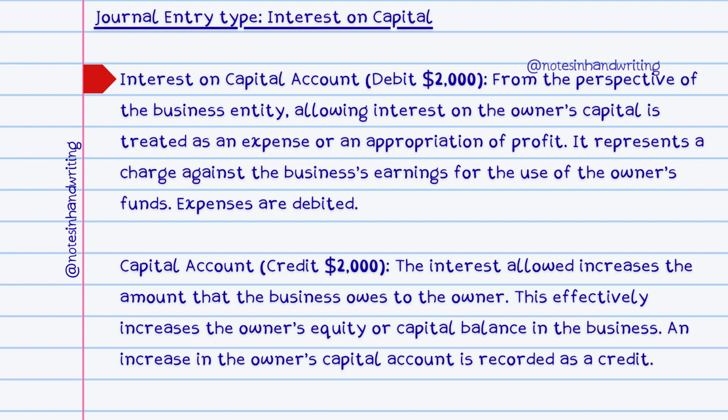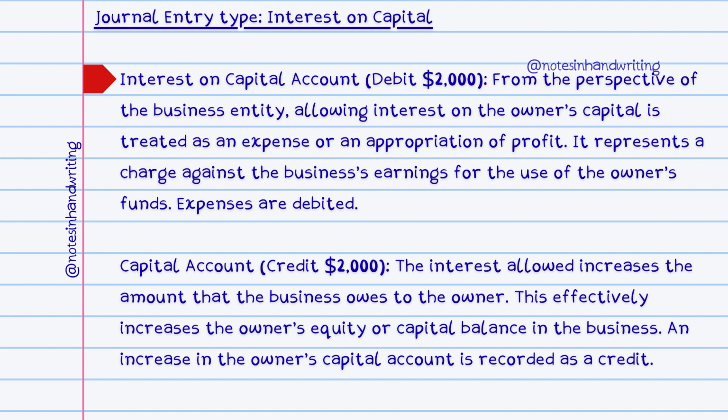Basically, allowing interest on capital is a way for the business to recognize the financial contribution of the owner and provide them with a return on that investment. From the perspective of the business entity, allowing interest on the owner's capital is treated as an expense or an appropriation of profit. It represents a charge against the business's earnings for the use of the owner's funds.